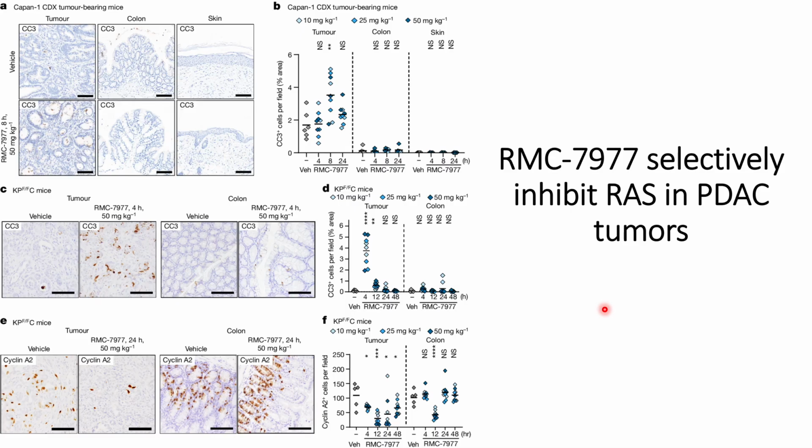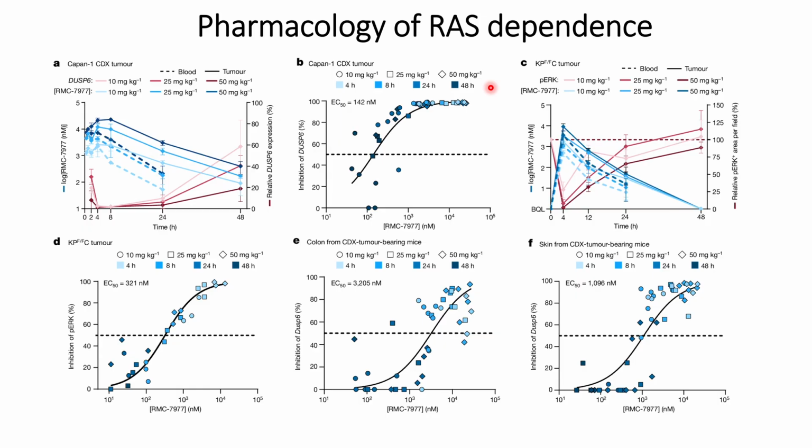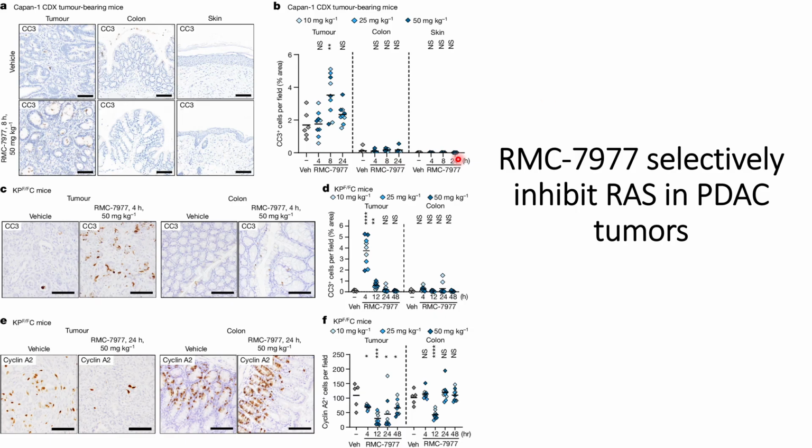After understanding from the pharmacology of RAS inhibition that it is more selective towards PDAC tumors, they wanted to further validate those results using some more experiments. So here our discussion will continue on the pharmacology of RAS dependence at different time intervals, at different dosages, and at different sites, observing the effect at each site.